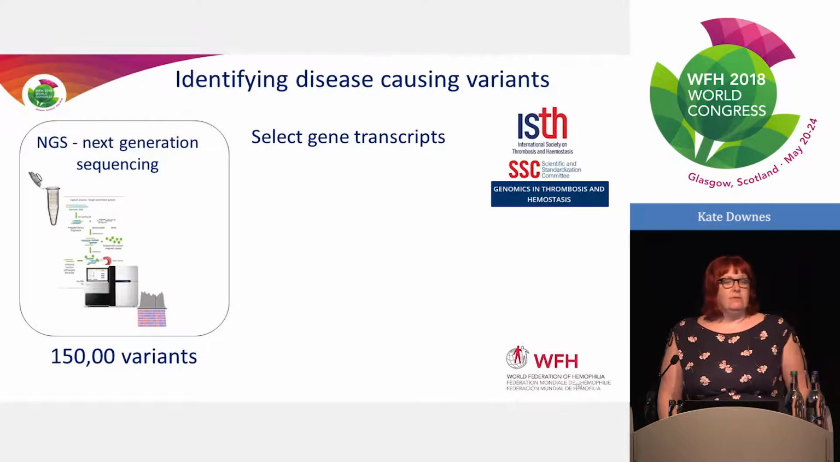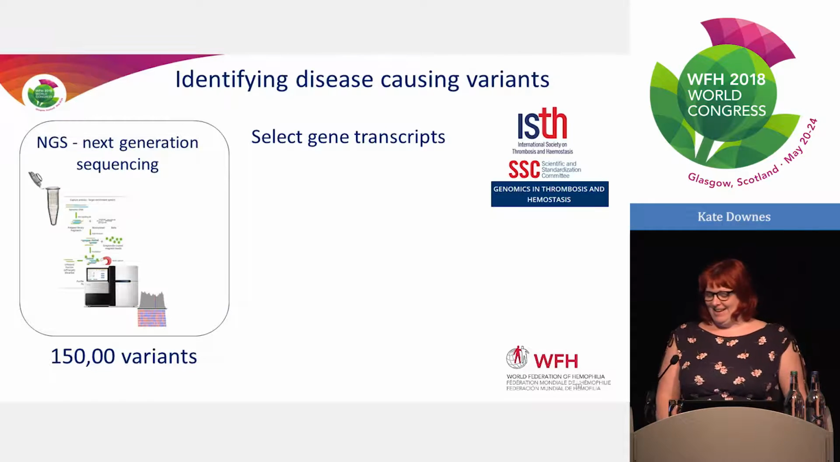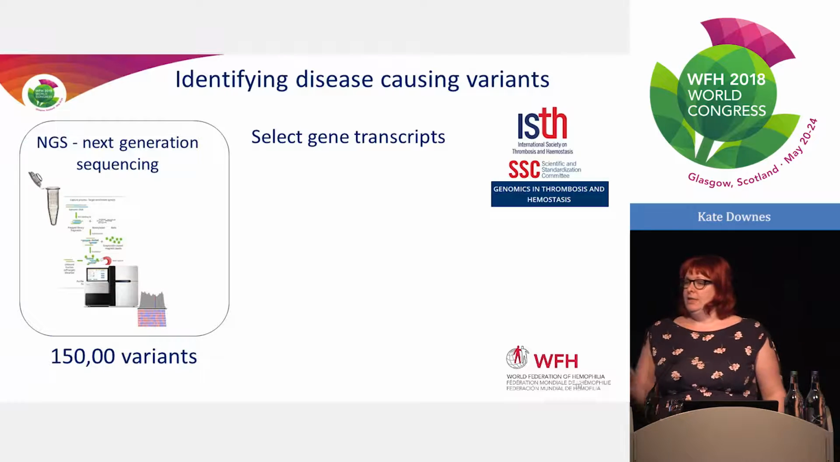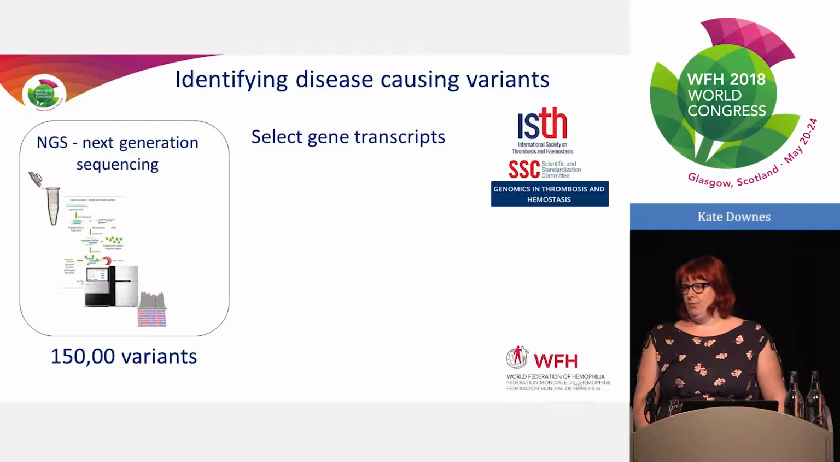Some of them might cause really slight differences in phenotype that might mean that you've got blue eyes and I've got brown eyes. And we know that for these disorders we're really just looking for one variant or maybe two variants that we think cause the disease. So how do we get from 150,000 variants down to finding that one or two variants that we think are causing that disease? So the first thing that we need to do is select the gene transcripts.